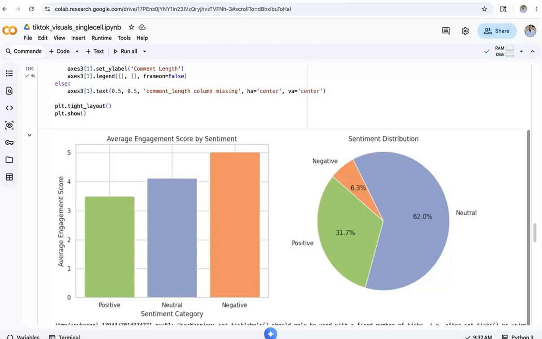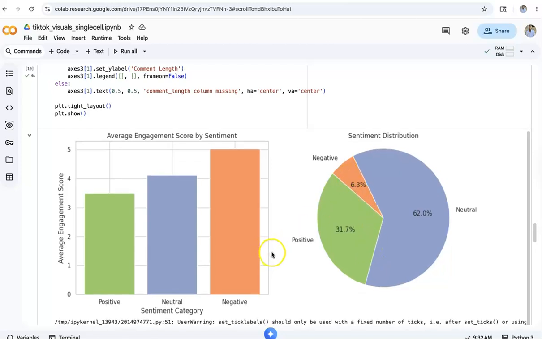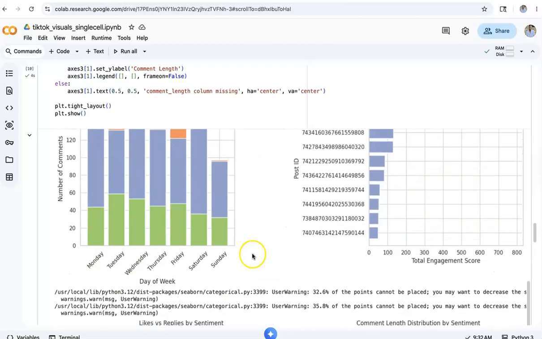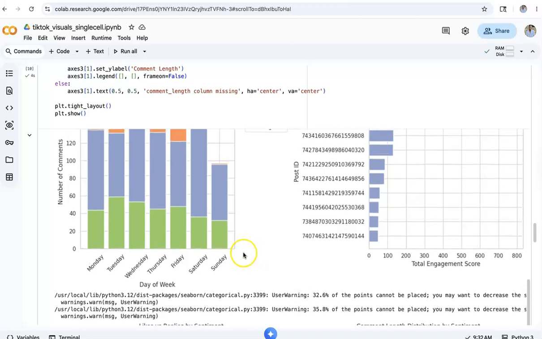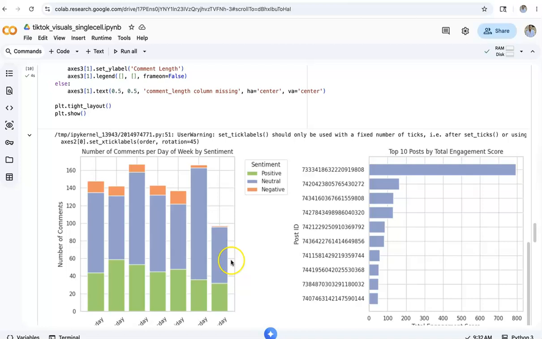Now, the first visualization shows the average engagement score by sentiment, and positive comments generally had higher engagement. The second visualization is a pie chart for sentiment distribution. Most comments were positive or neutral, while negative comments were fewer. Next, we have the third visualization, which shows the number of comments per day of the week by sentiment. This helps identify which days users are most active on TikTok.